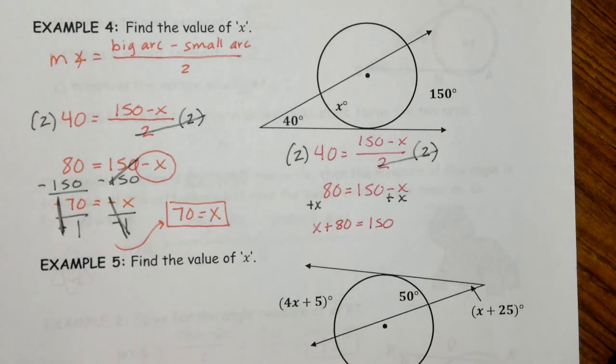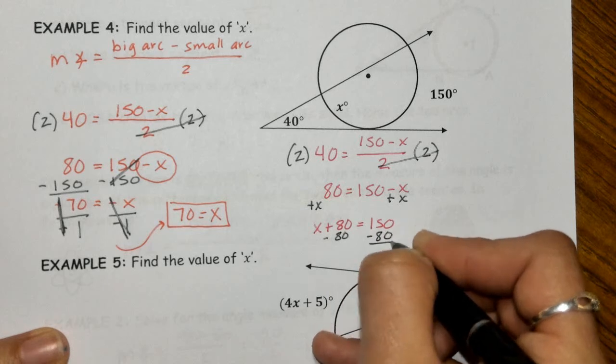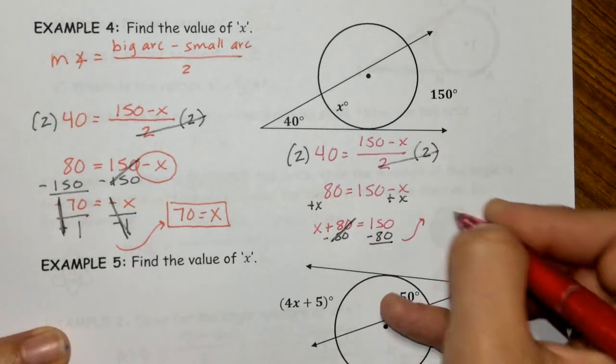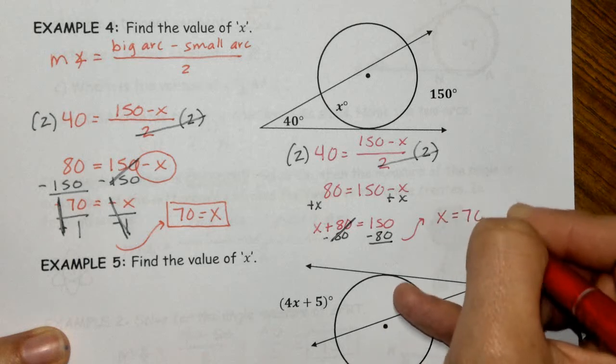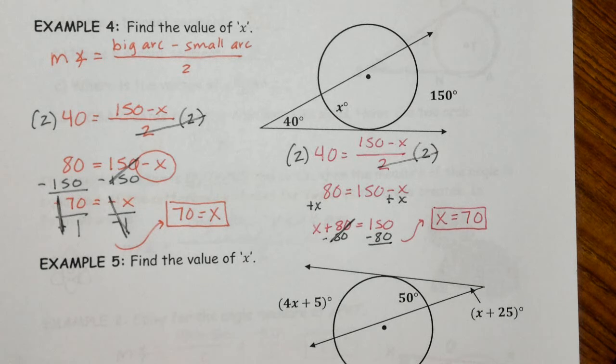And now we just have a regular one-step equation. So you could do either way that you would like to. I want to present you with both because I don't know which one's going to work best for you. So we subtract that 80. Bring this over here. We still get that x equals 70. We just didn't have to deal with the negative on that one. Okay? If the bigger arc is x, easy peasy. You don't have to deal with that minus x.